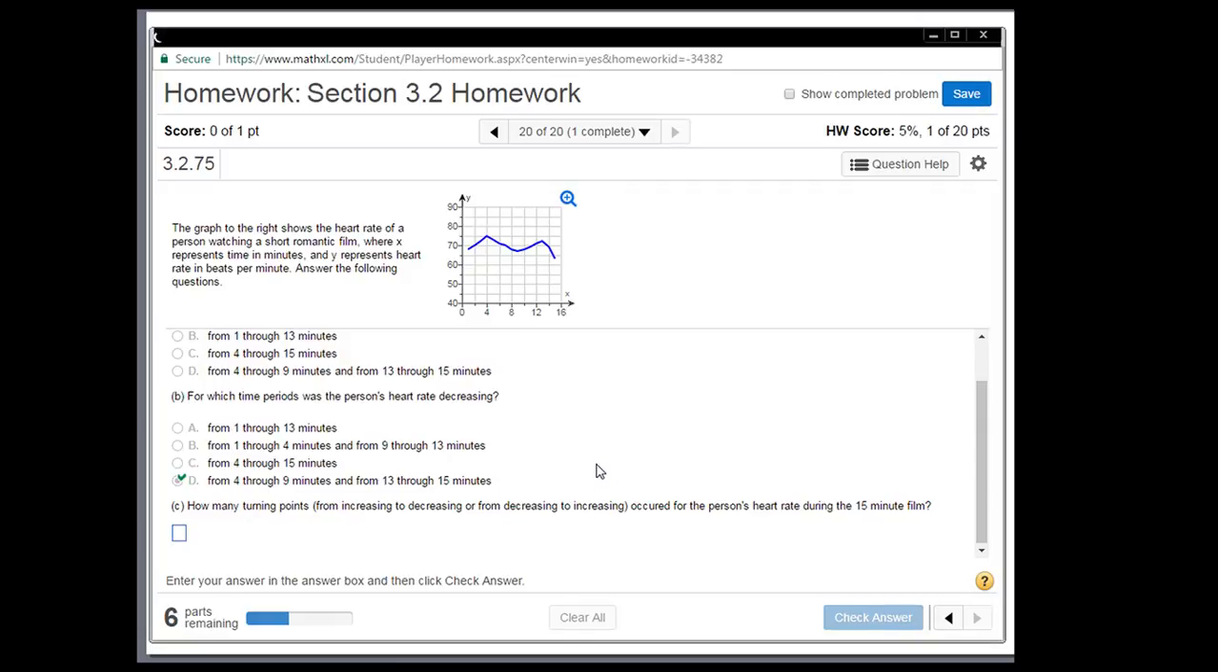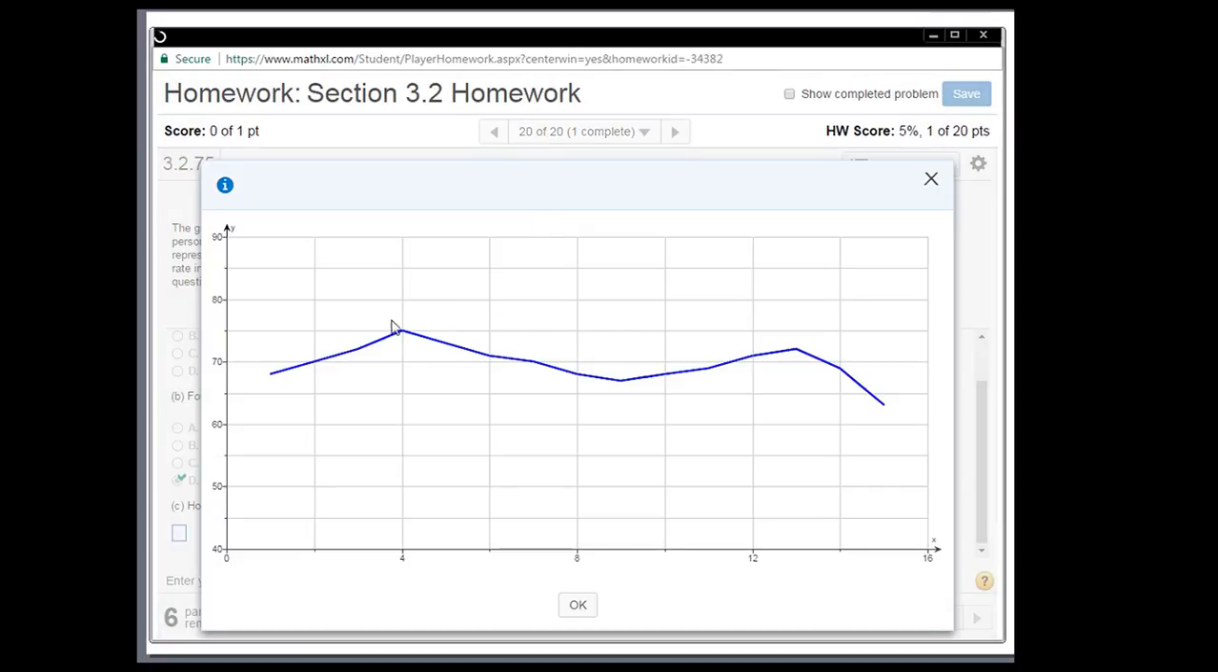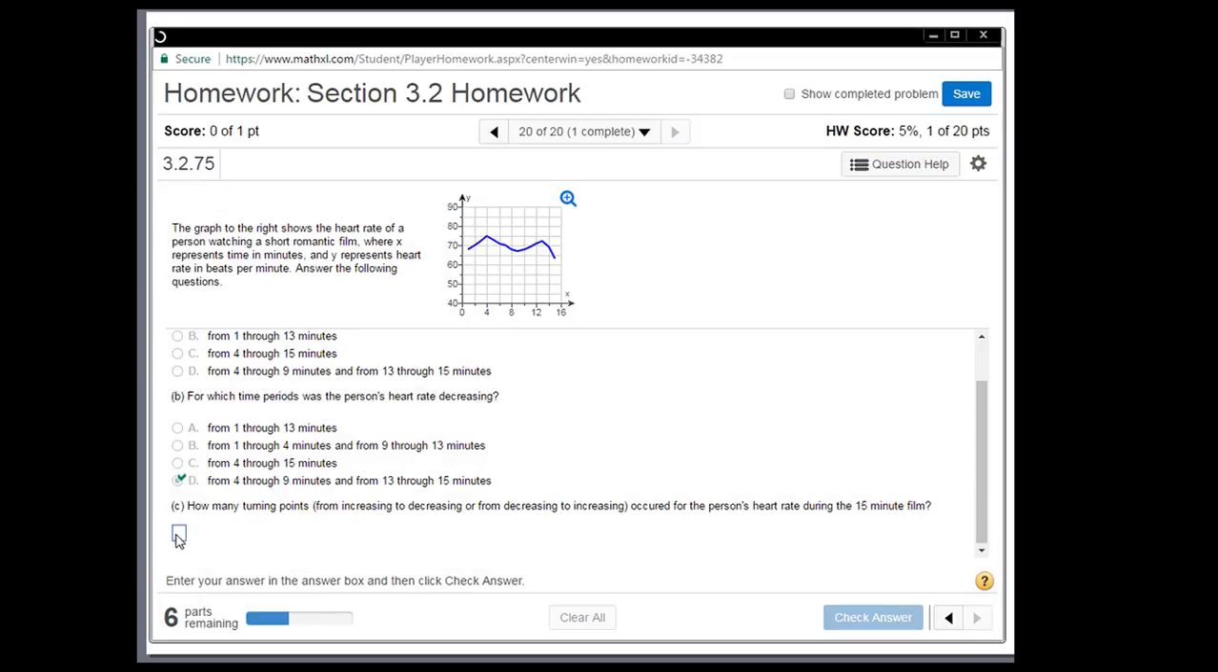Now, how many turning points from increasing to decreasing or from decreasing to increasing occurred? Well, it's going up, then down, so that's 1. It's going down, then up, so that's 2. And it's going up, then down, so that's 3. 3 turning points. These little, call them inflection points, where like the concavity is changing. They're not what we're looking for. These little kind of cornery resolution type things going on in the graph. We're looking for where it's going from increasing to decreasing. So that's 1, 2, 3 spots where it changes from either increasing to decreasing or decreasing to increasing. 3.